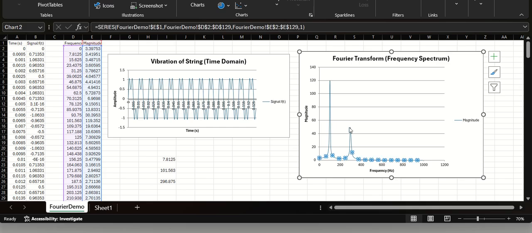So what is the value? The peak value you can see. This is the first peak value, it's 120 magnitude. This is the second peak value, it's 48.9, at point number 296.875. So two frequencies are in the signal. Fourier transform tells us how many frequencies are inside the time signal.